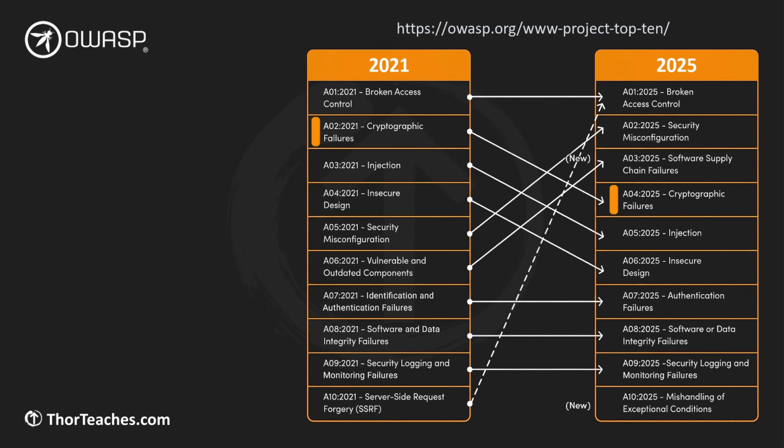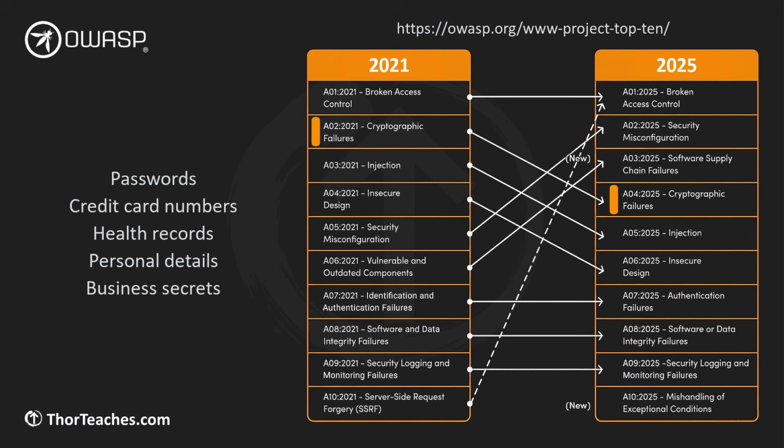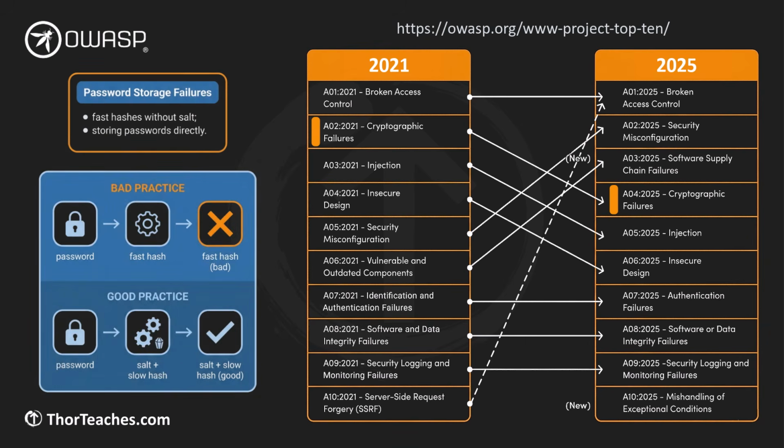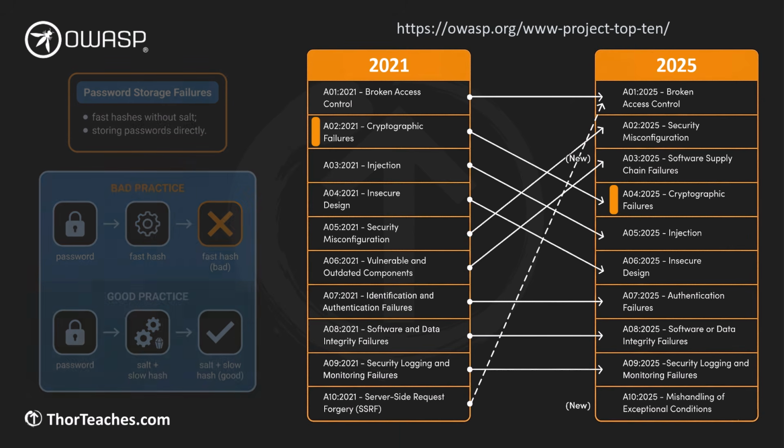Think about the types of data you really care about. Passwords, credit card numbers, health records, personal details, business secrets. If those end up in plain text on disk, in logs, in backups, or going across the network unencrypted, that's a cryptographic failure. If you use MD5 or SHA-1 for hashing, that's a cryptographic failure. If your password database uses a fast hash with no salt, that's a cryptographic failure.